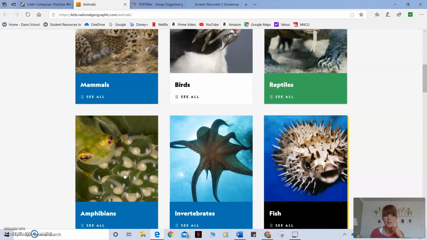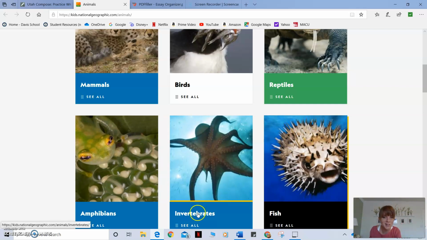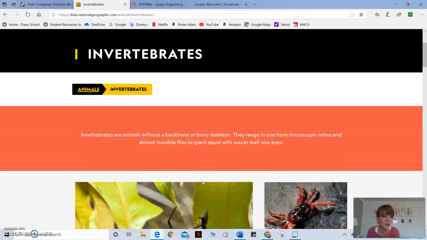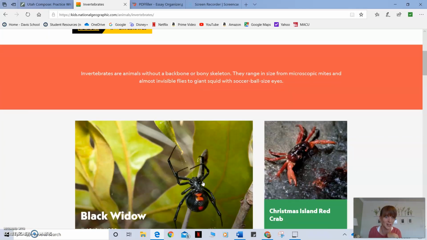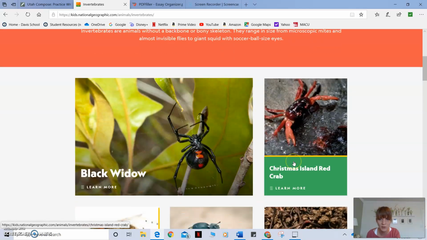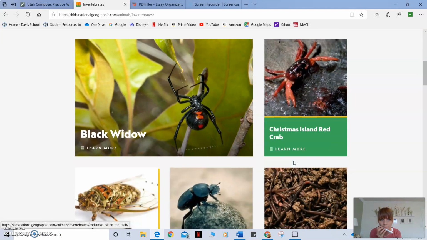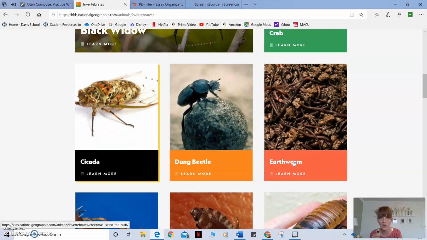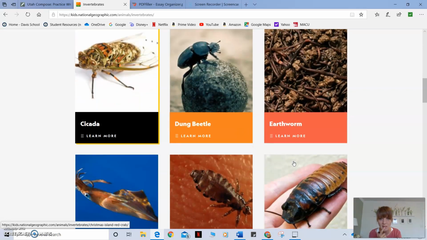Okay, I'm thinking about this, and I like my essay to be kind of easy. So I was thinking, what if I just compared and contrasted two invertebrates? Wouldn't that be so easy? And then what if I just chose two of the ones that were actually on here? Because then all the research is right there, guys. Okay, so I'm looking through here. I got the black widow. That would be fun. Christmas Island red crab. Dung beetle, for those of you who like to talk about stinky, dirty things.